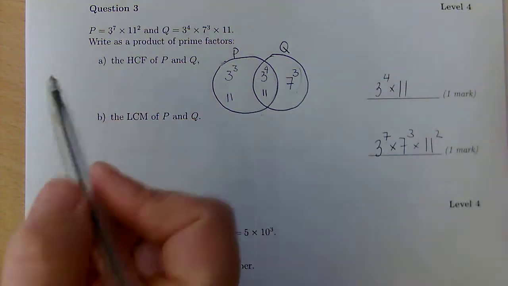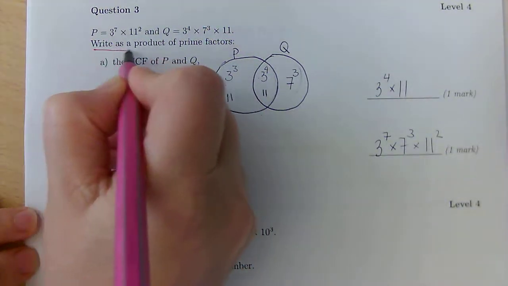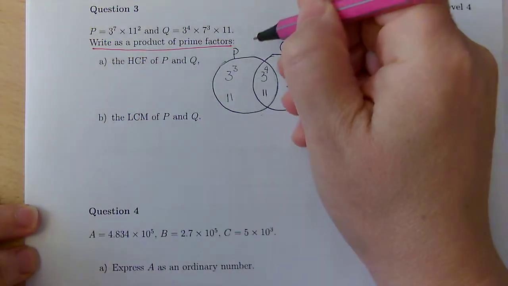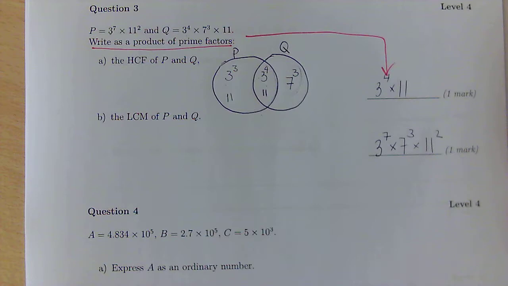Please read the question. They said write as a product of prime factors. Write as a product of prime factors. So simple, right? So that's already the answer. You don't really need to do anything else.